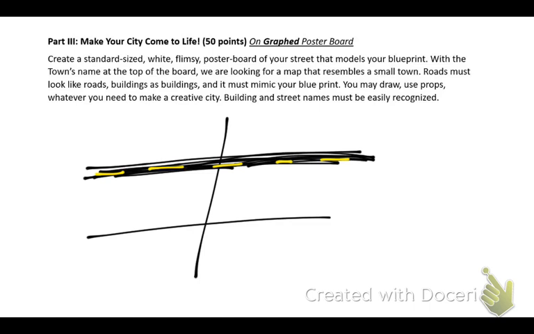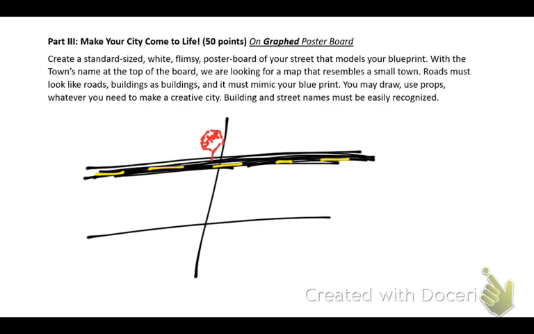Your buildings should look like buildings. So you are no longer drawing a rectangle. You're actually going to draw a house or whatever. Your stop signs need to look like stop signs. A stop sign is an octagon. I'm not drawing one right now, but you get it. Okay? So your stop signs need to look like stop signs. Grass needs to be green. Things like that. Questions about the poster?